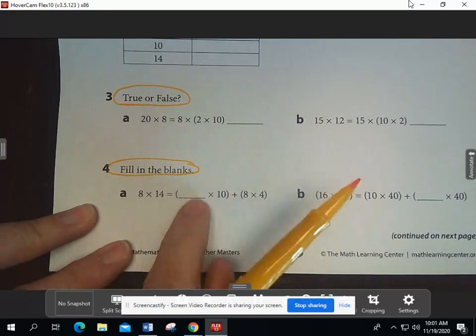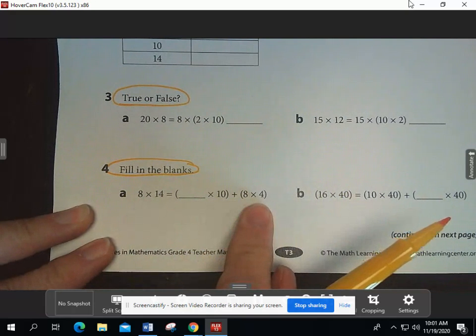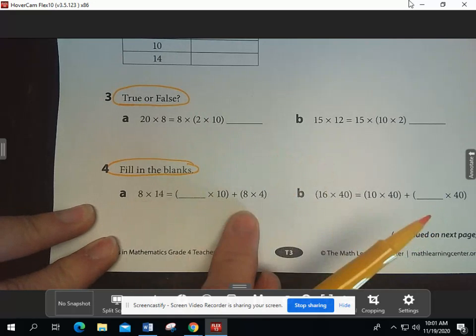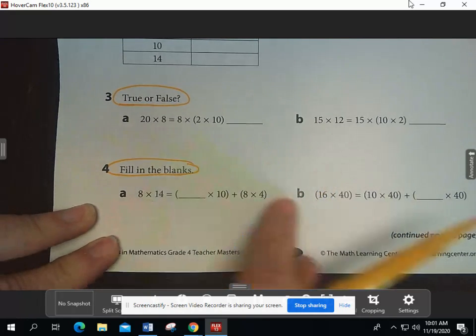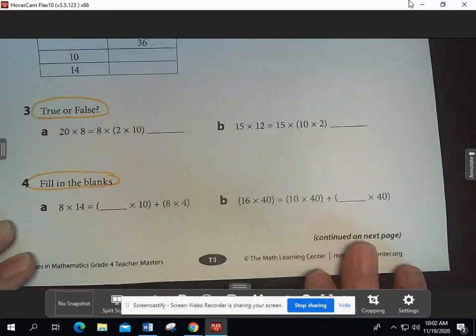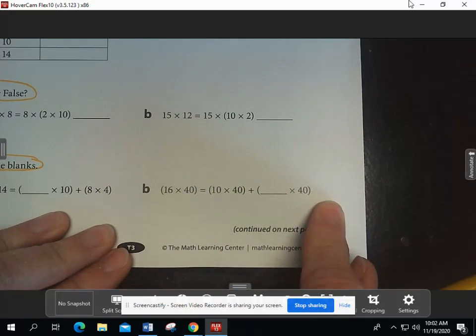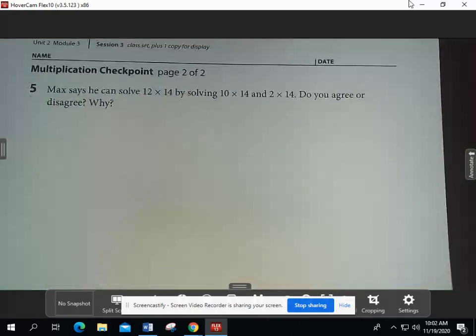So that means you have to put a number in this blank and a number in that blank. This is when we were playing around with the associative property. So you're going to have to try to figure out how this works. This one's kind of tough. And then this one, we're playing around with the associative property again. Continue to the next page.